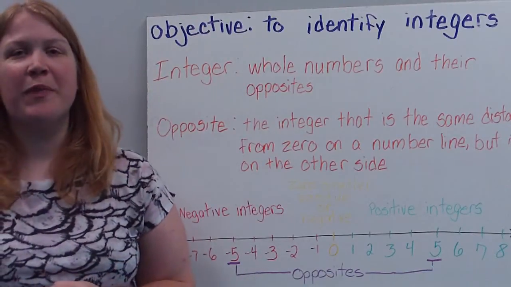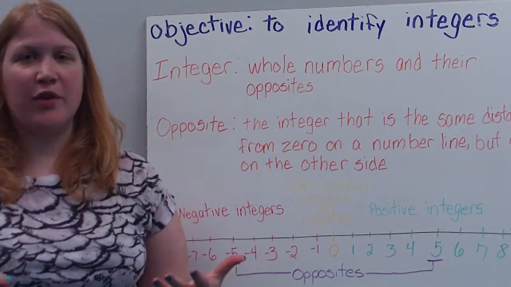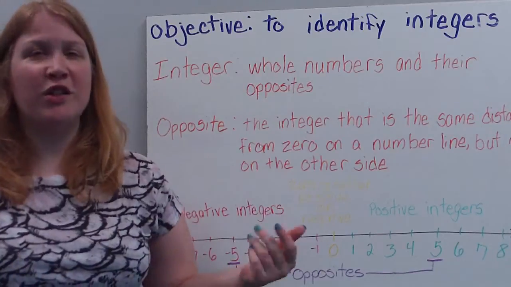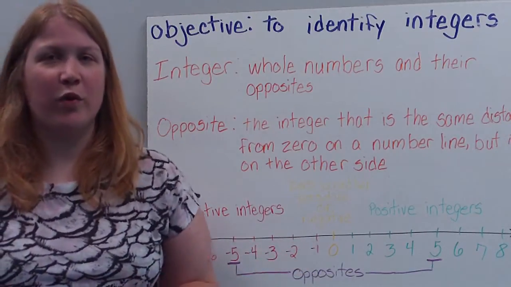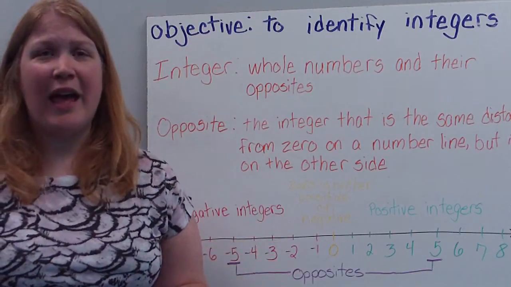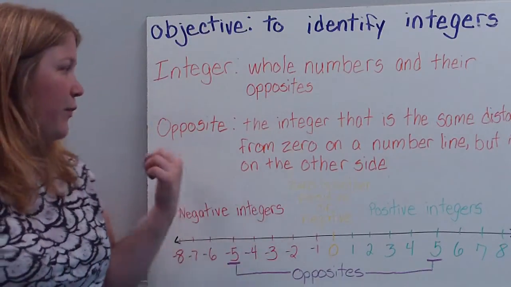What is an integer? Integer refers to whole numbers, which you should be familiar with, 0, 1, 2, 3, and going on, and their opposites. We're going to use the term opposite. Most of you are familiar with that. What does that mean in math? Well, let's take a look.